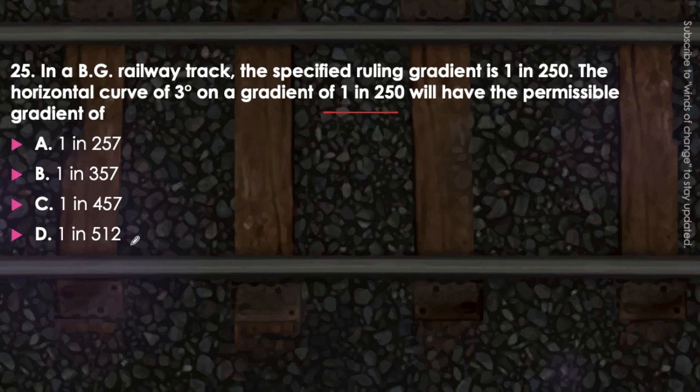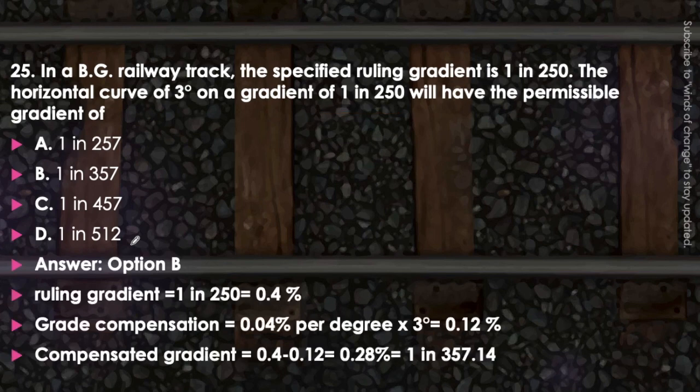So let's solve it. We already know the concept of it. So first of all, rolling gradient is being written in terms of decimal. Option B will be the correct answer, and how it is obtained. Rolling gradient is 1 in 250, that is 0.4%, and grade compensation is 0.04% per degree. So it will be 0.04% into 3 degree, it will be 0.12%. So compensated gradient will become 0.4 minus 0.12, that is 0.28%, which is given by 1 in 357.14. So option B will be the correct answer.